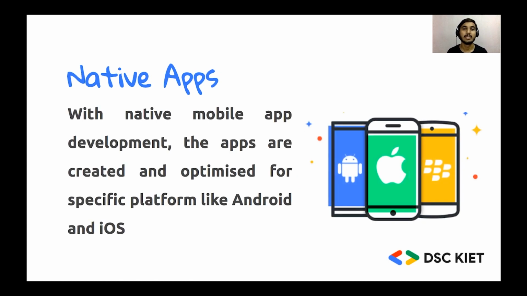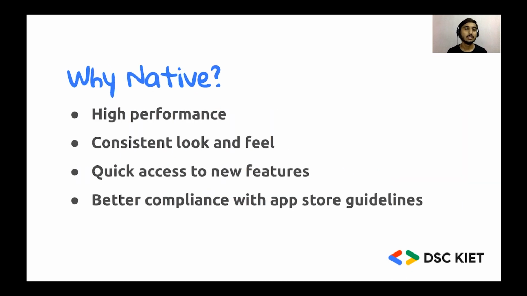So what are native apps? Native apps are optimized only for a specific platform, that could be Android or iOS, but for these we require knowledge of platform-specific languages, that could be Java, Kotlin, or Objective-C and Swift. So why should I prefer native? Native applications are platform specific, so they have high performance because there is no third-party plugin or middleware involved in the development supporting the application.